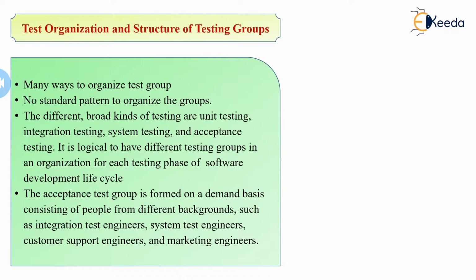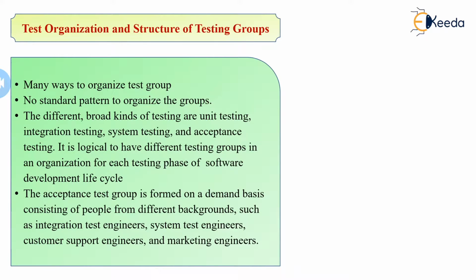So it is logical to have a different testing group in an organization for each testing phase of the software development lifecycle. When the code is begun, there is also a test. When the design is completed, there is also a test for the design process.